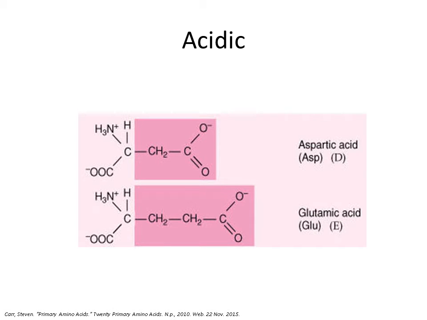Lastly, we have our acidic side chains. We have aspartic acid with a pKa of 3.9 and glutamic acid with a pKa of 4.1.